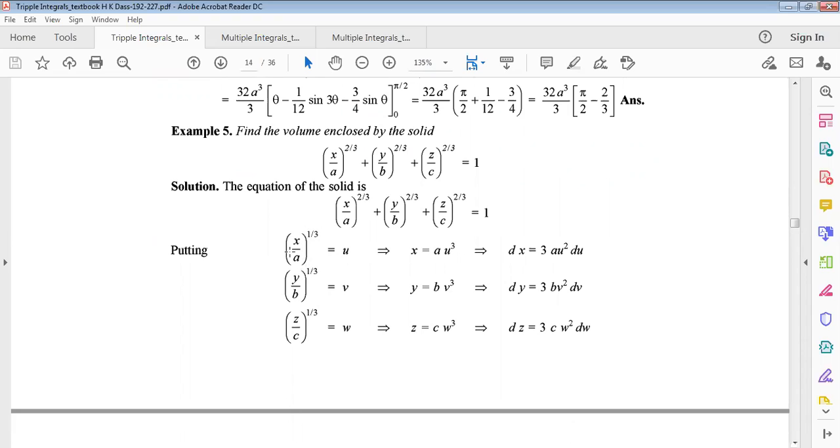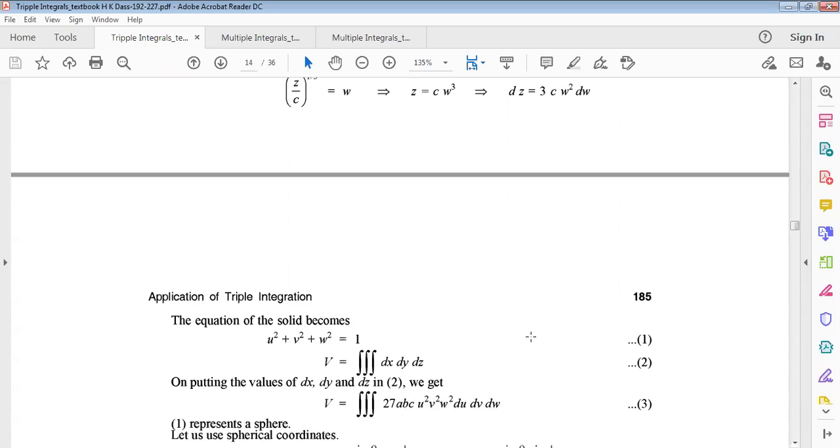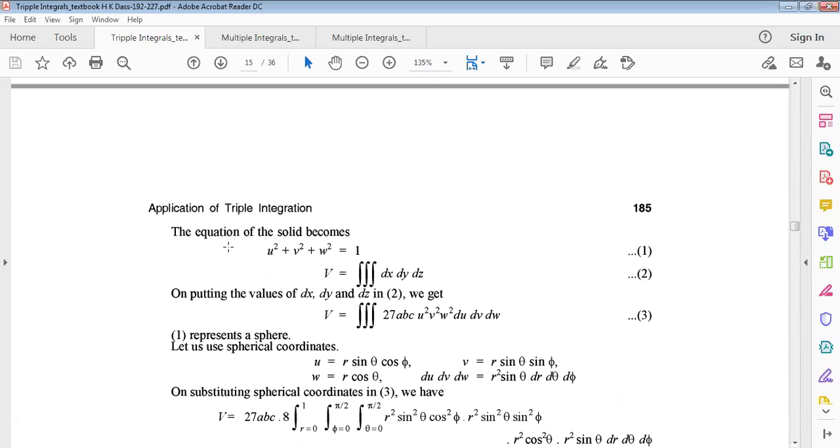Suppose (x by a) whole to the power 1 by 3 equals u, then x equals u cube. Then dx can be written as, taking differentiation on both sides, dx equals 3 u square du, right? Similarly, (y by b) whole to the power 1 by 3 equals v, then dy equals this, and substituting (z by c) to the power 1 by 3 equals w, then z equals c w cube, and dz will be this. Now the equation of the solid can be written as u square plus v square plus w square equals 1, right?